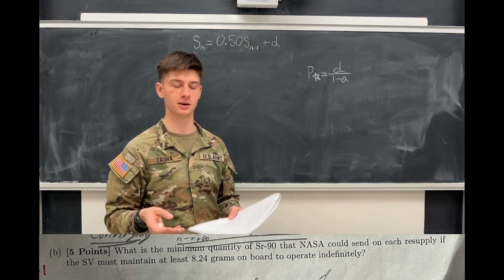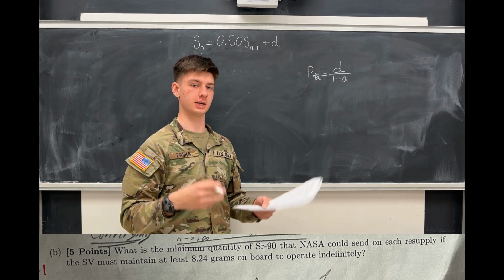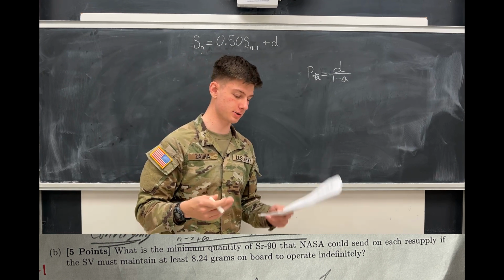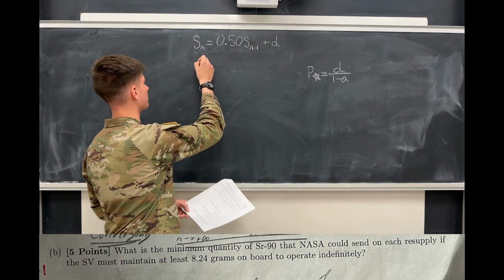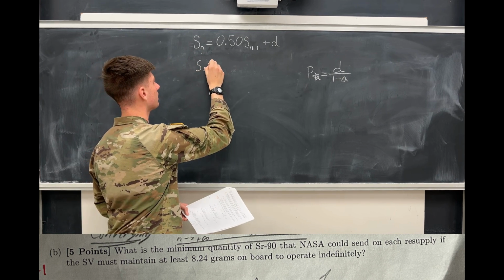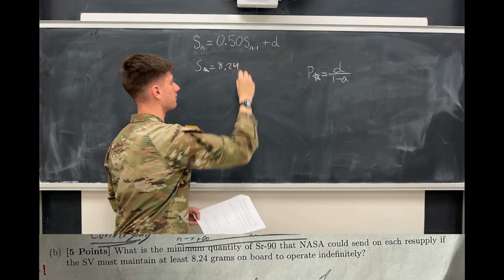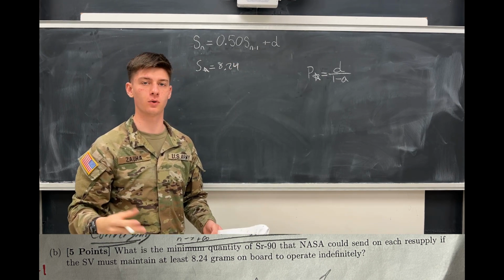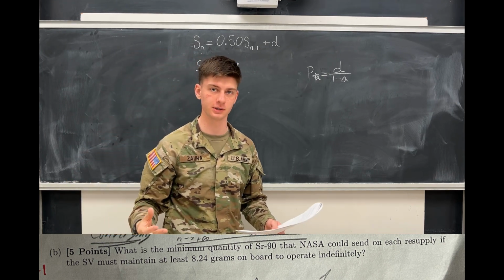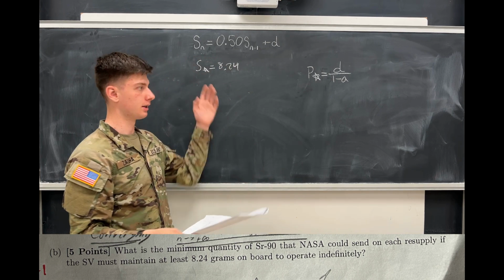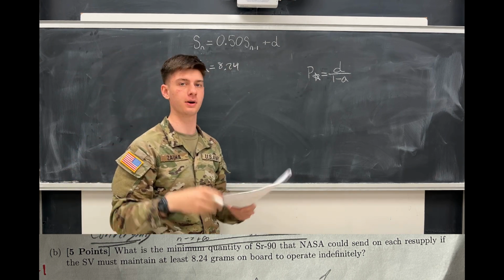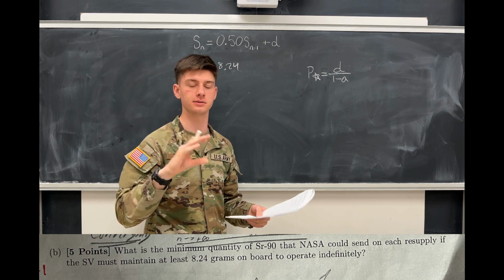So basically what I'm saying here is, what is an equilibrium value, right? So my equilibrium value is going to be 8.24. So for this, I'm going to say that my S star equals 8.24. Now, I say that because it's saying if I have 8.24, how can I operate indefinitely, right? So that's what we're saying. Like the previous sections 1 through 3, they're all operating indefinitely at that D amount.